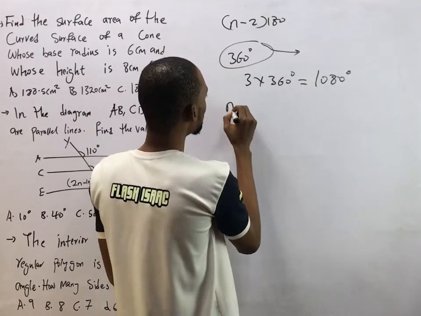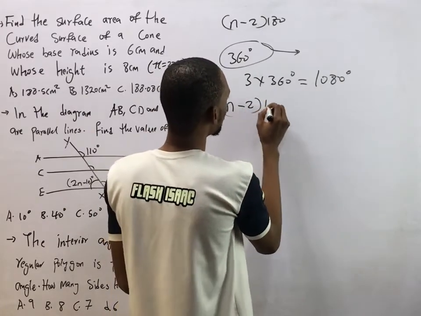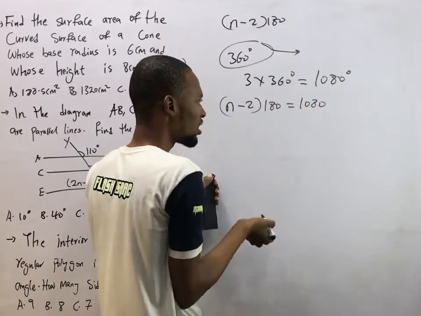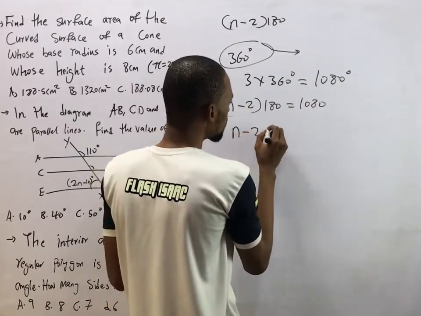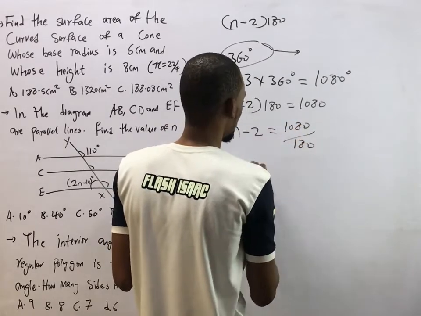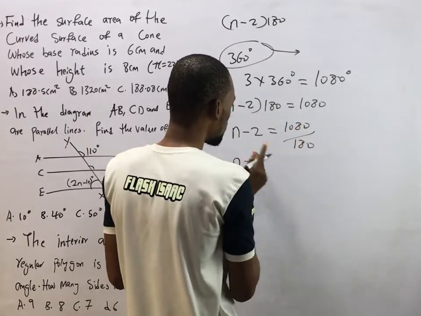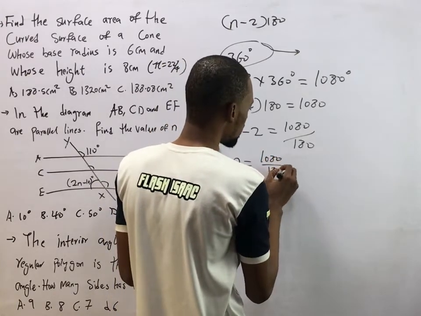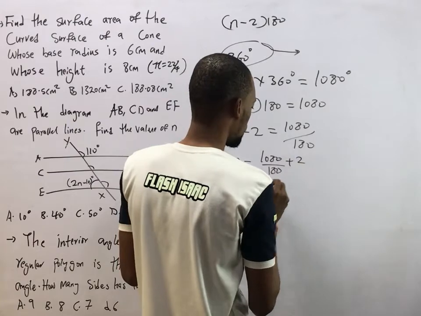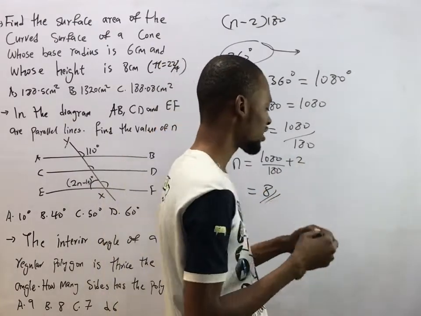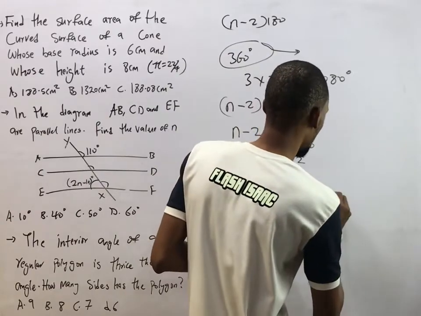Therefore, we are now told that this interior angle is equal to 1080. If that's the case, n minus 2 will be 1080 over 180. So n, which is the number of sides, is equal to 1080 over 180 plus 2. So this will simply give you 8. So this polygon has 8 sides. That should be an octagon.